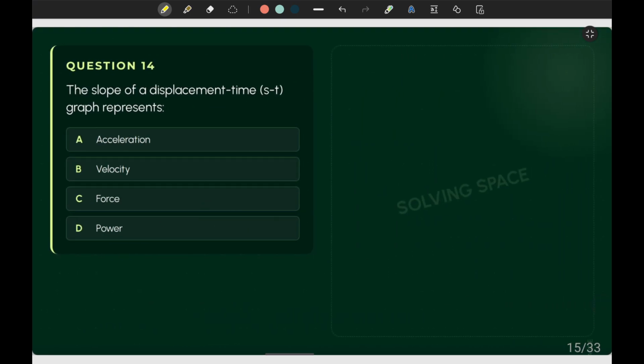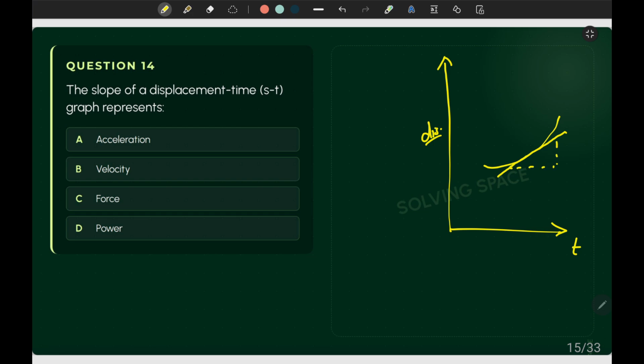Next, question number 14. The slope of a displacement time graph represents. So a graph of time and displacement, for example this, and when we calculate the slope, this gives the slope. The slope is ds by dt, that is slope is distance by time, this is velocity.